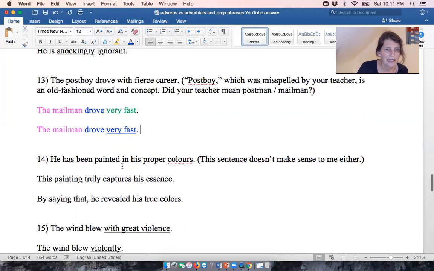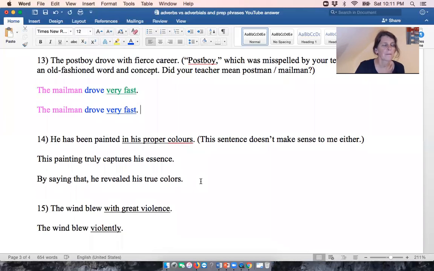"He has been painted in his proper colors" is a bullshit sentence. I don't know. "This painting truly captures his essence" was a guess I had. "By saying that, he revealed his true colors." Those are two ways. I don't know whether the teacher meant that, but those are two correct sentences that mean something. They're grammatically correct and they could be useful.